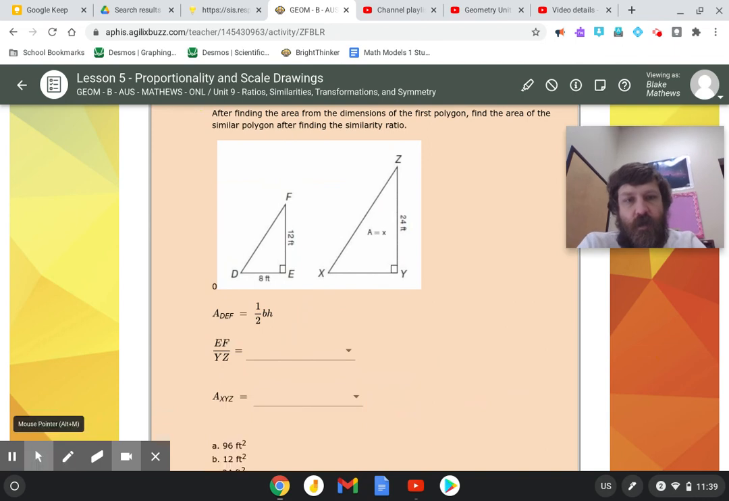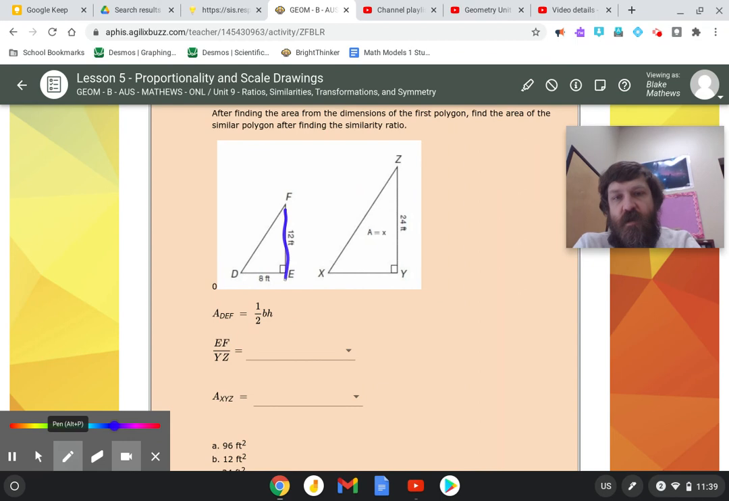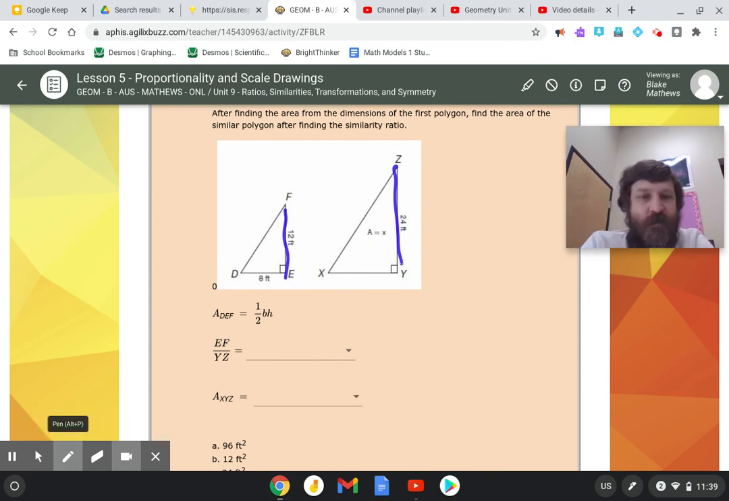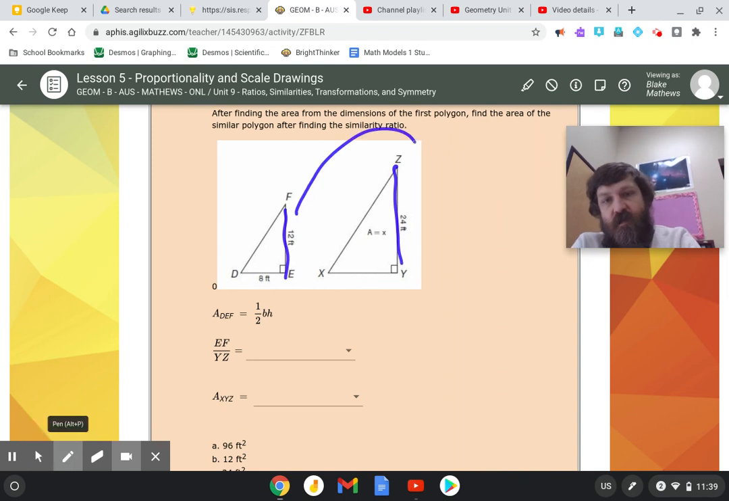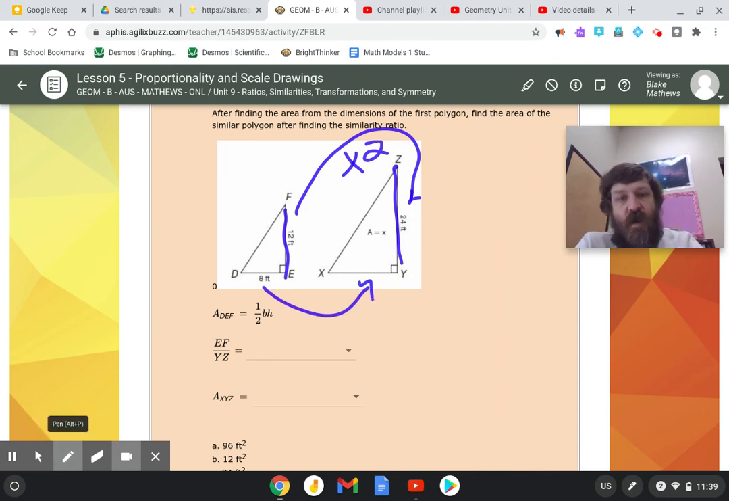And then on this one, similar idea. They have EF over YZ. That's going to be this side over this side. And then you find the area. I'll tell you right now, you should notice that this is times 2. And so you should be able to do times 2 to find the length of XY.